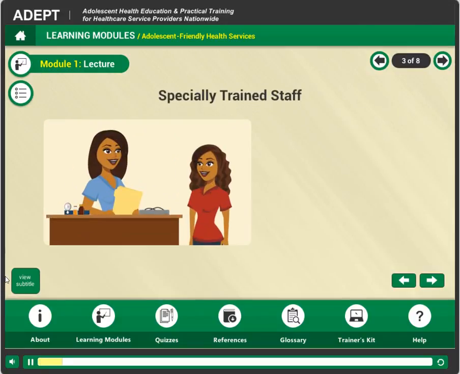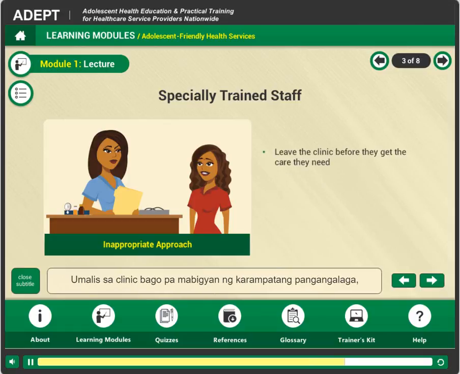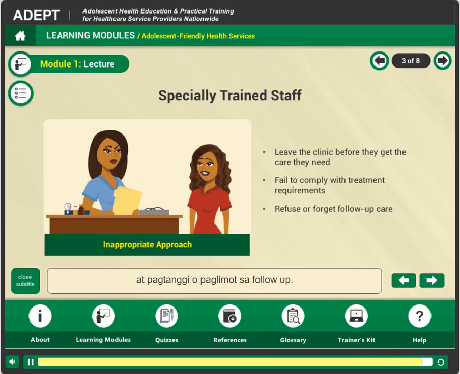Having trained healthcare providers to work competently and sensitively with adolescents is often considered the single most important prerequisite for establishing adolescent-friendly services. Healthcare providers with good interpersonal skills can help adolescents feel at ease. Overbearing attitudes and behaviors on the part of the healthcare provider can cause adolescents to leave the clinic before they get the care they need, fail to comply with treatment requirements, and refuse or forget follow-up care.